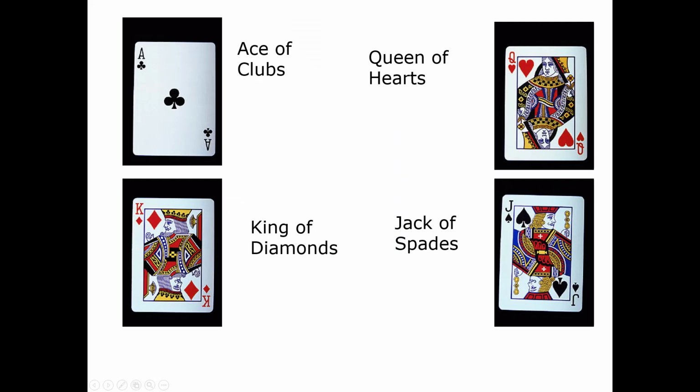And there are some cards with special names, so we don't call this a 1, we call it an ace of clubs. That's the king of diamonds, that's the queen of hearts, and that's the jack of spades. So in some games the ace is high. It's like it's more important than the king. In some games the ace is low, so it's counted as the 1.